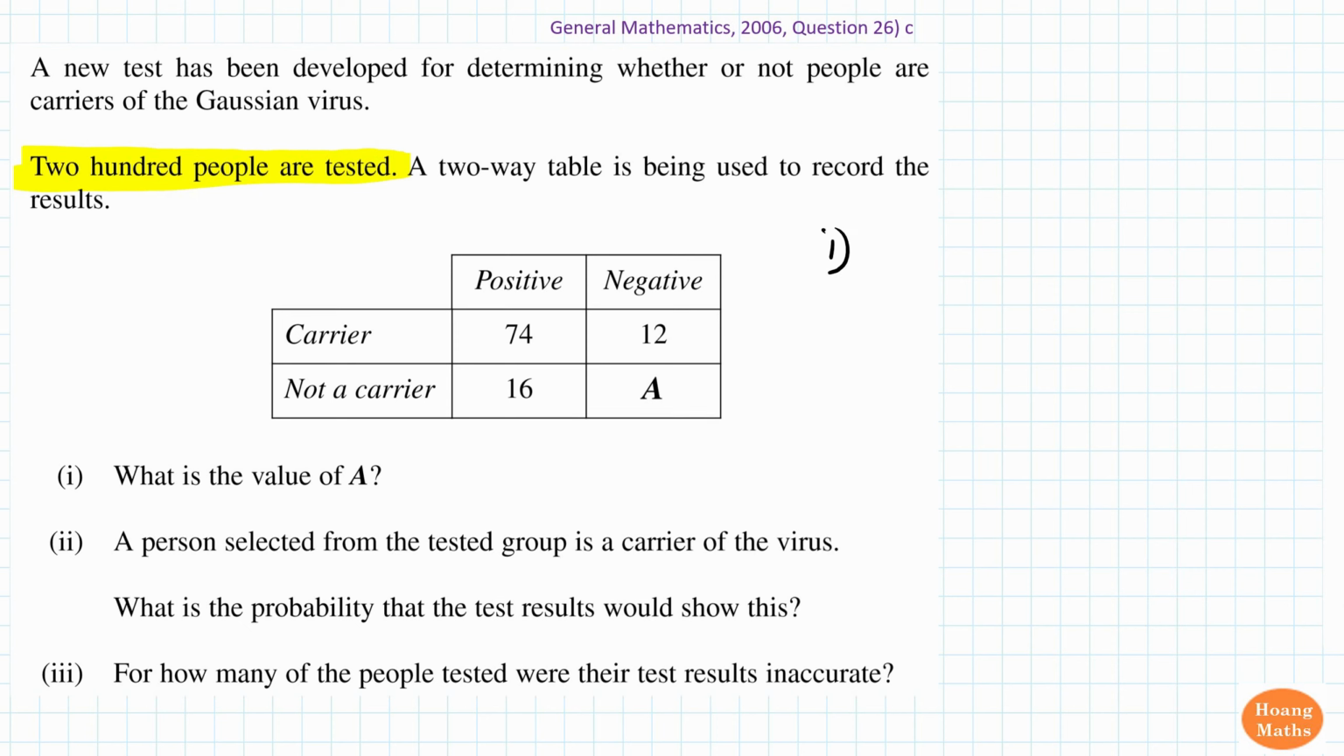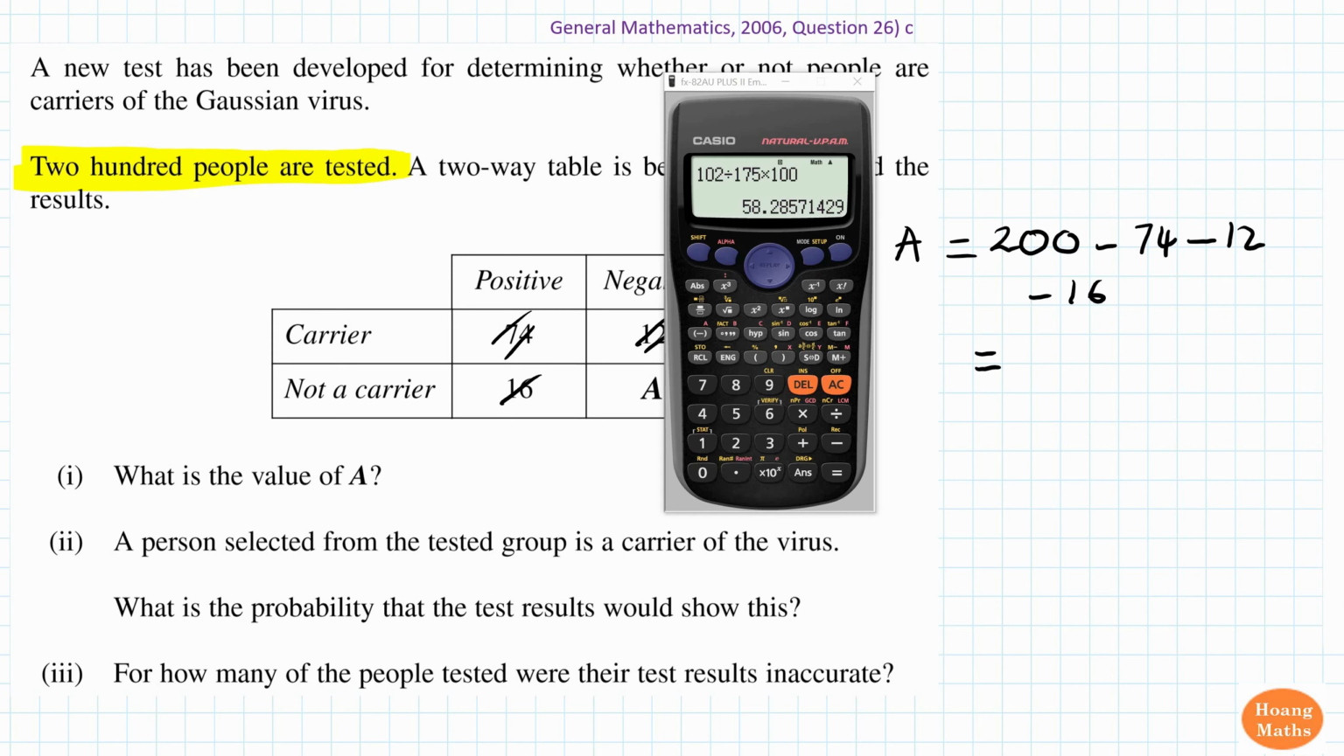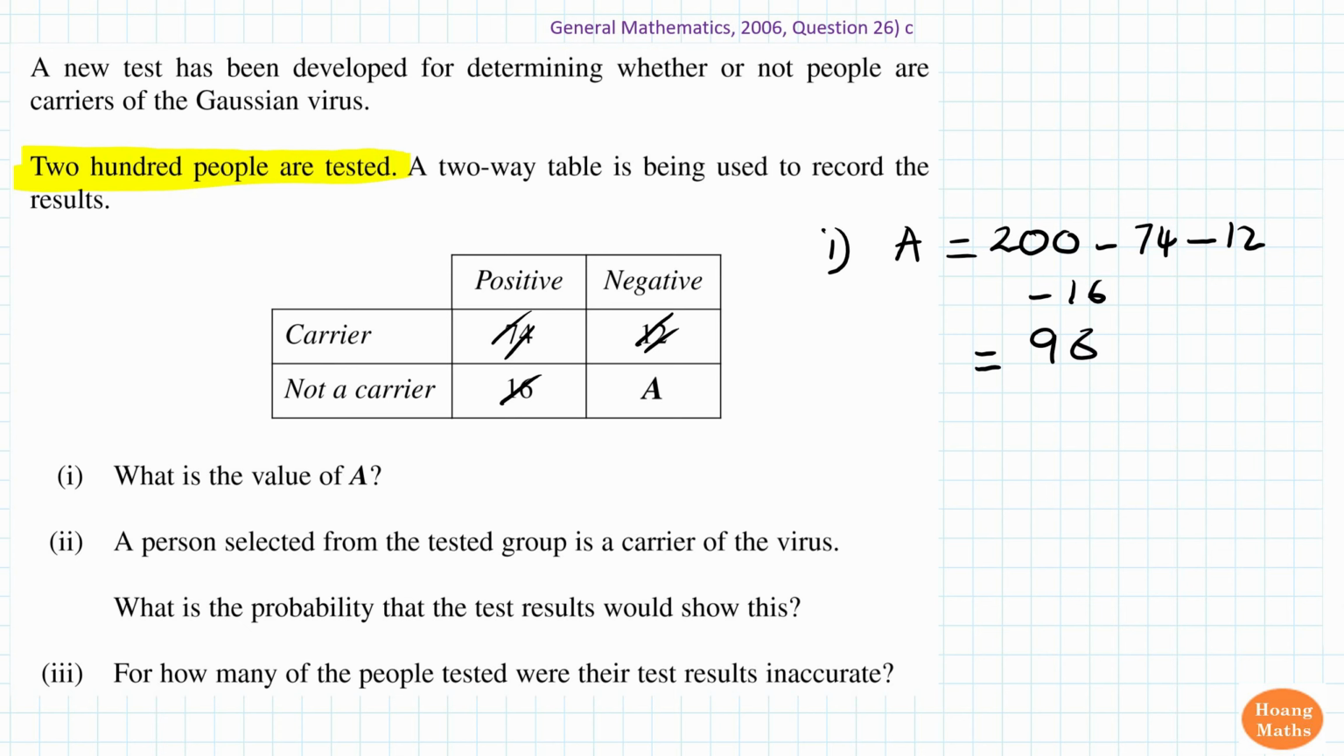So part 1, A will equal to 200 minus 74 minus 12 and minus 16. So I go 200 minus 74 minus 12 and minus 16, so the answer is 98. So I can write the answer here first.